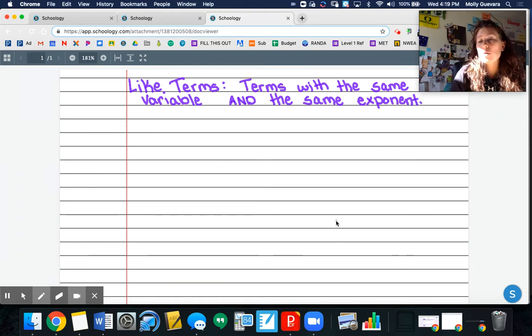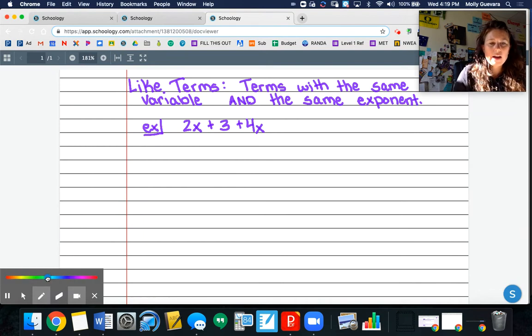Not only do they both have to have an x, for example, but if one of them was x squared, they would both have to be x squared. An example here would be 2x plus 3 plus 4x. In this case, I have like terms, 2x and 4x. They both have the same exponent. And remember, if there's nothing written above the variable, then the exponent is a 1. So in this case, they both have an exponent of 1.